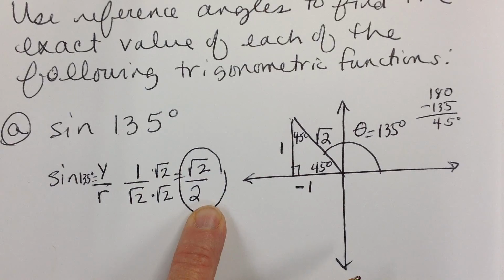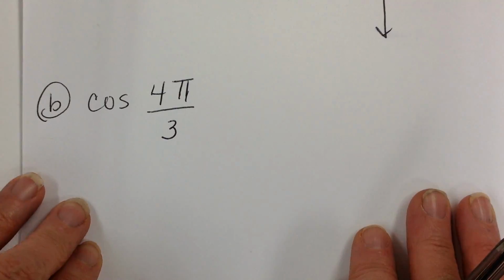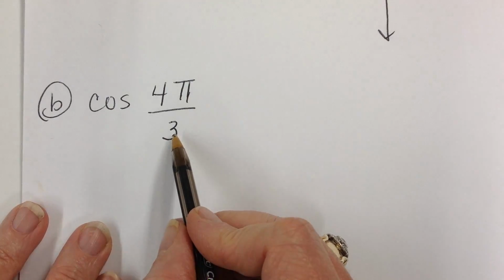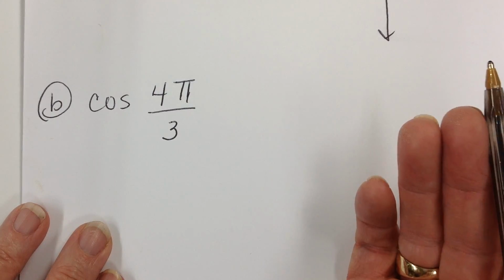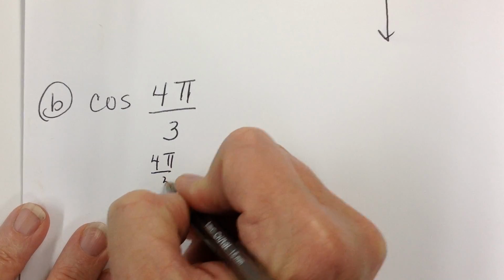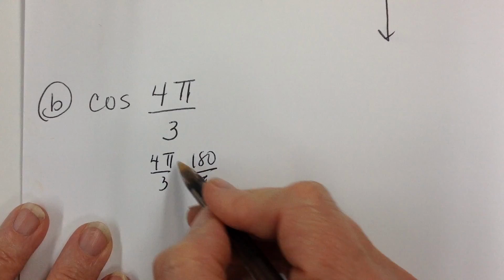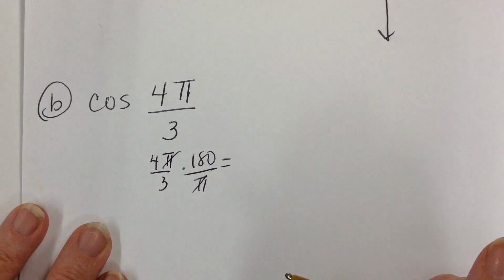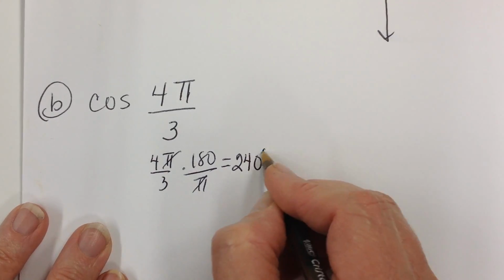Okay? All right. So, let's continue on with the next problem. Cosine of 4 pi over 3. Now again, you can work it in terms of radians or you can change it to degrees. If you change it to degrees, you're looking at 4 pi over 3 times 180 over pi. The pi's would cancel. 4 times 180 divided by 3. If you do that on your calculator, you get 240 degrees.